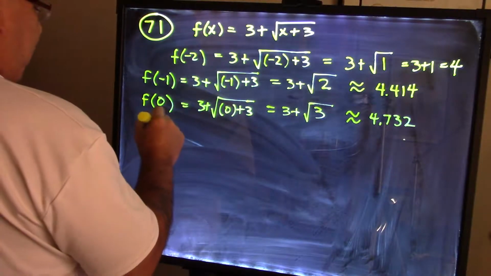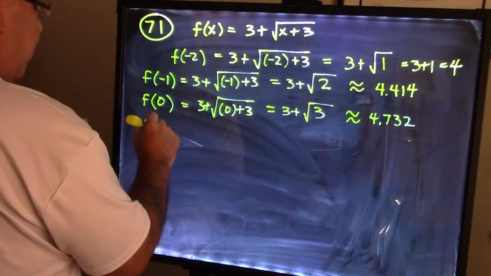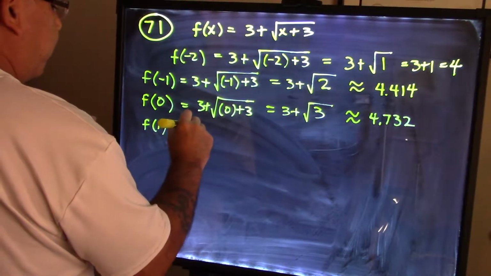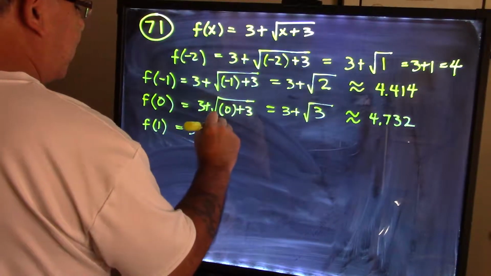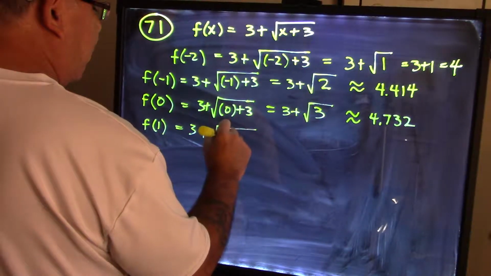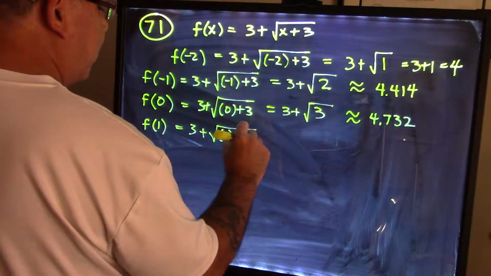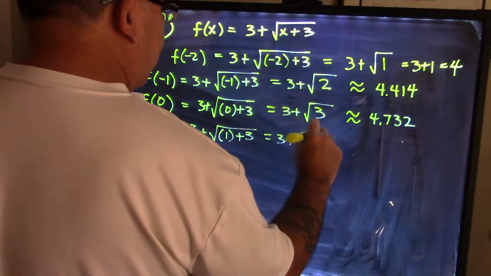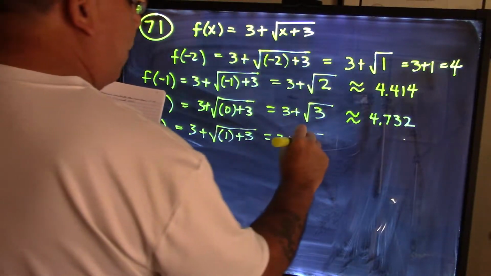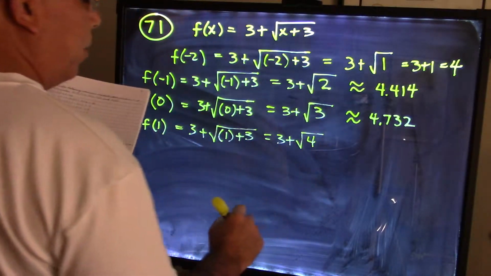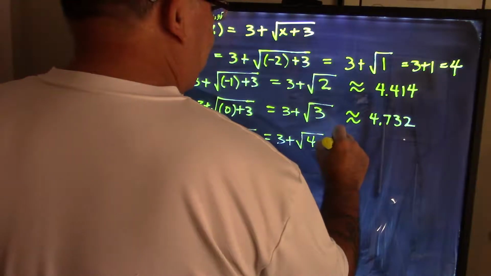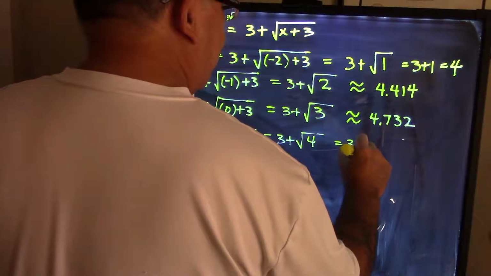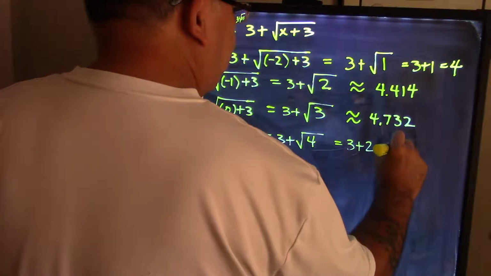Then we have f of 1. So that's 3 plus square root of 1 plus 3. Now this is 3 plus square root of, well, 1 plus 3 is 4. Square root of 4, that one's easy. That's 2. So that equals 3 plus 2, which is 5.